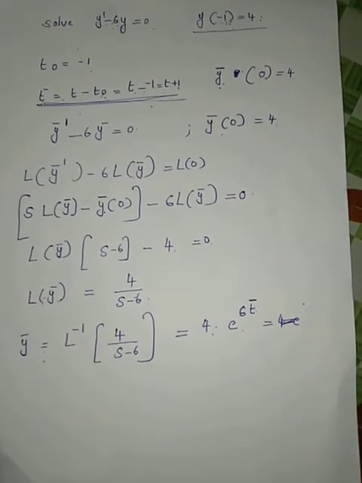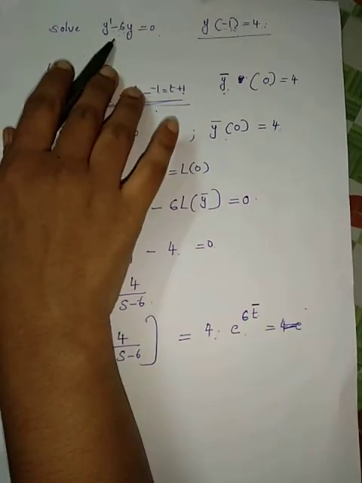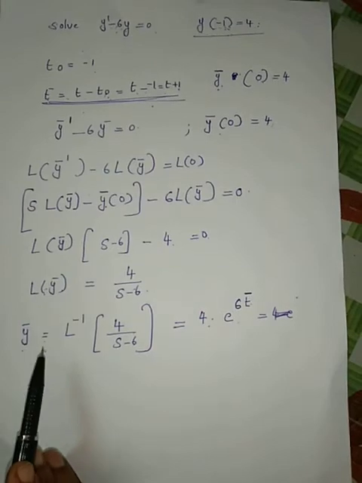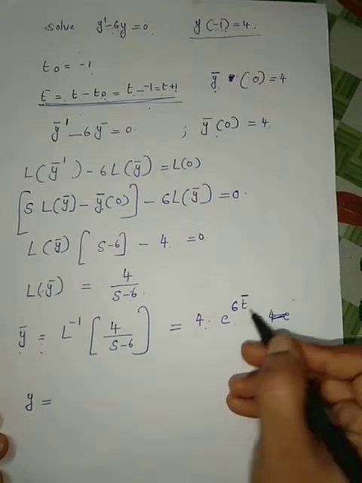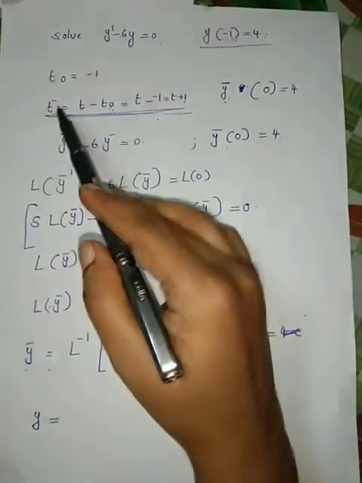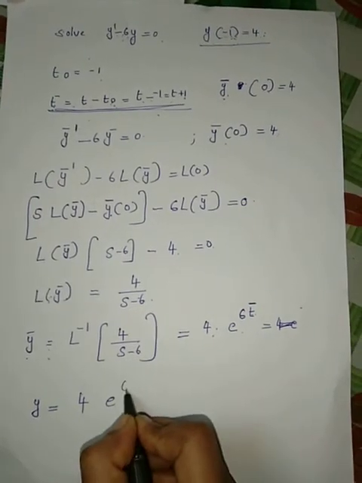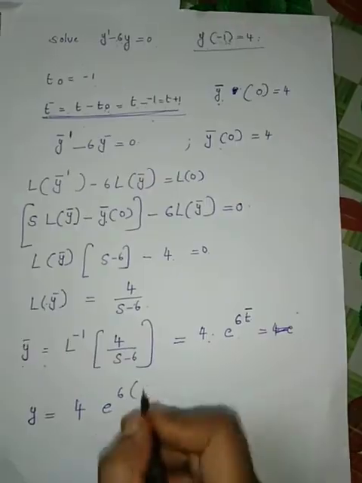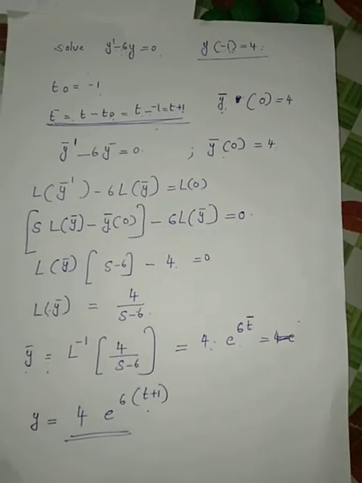Then we have to move back to the solution. Actually our solution is y, and we got only y bar, so we have to change to y. To get y, replace t bar using this relation: t bar is equal to t plus 1. That is 4 into e raised to 6 into t plus 1. Therefore this is a function of t. This is our solution.